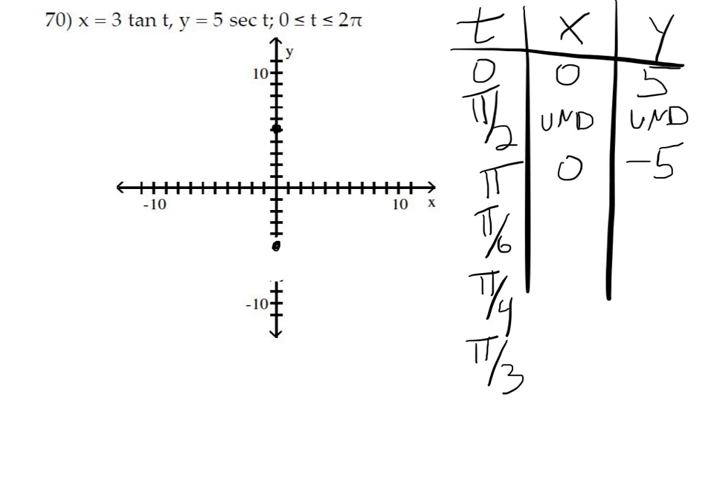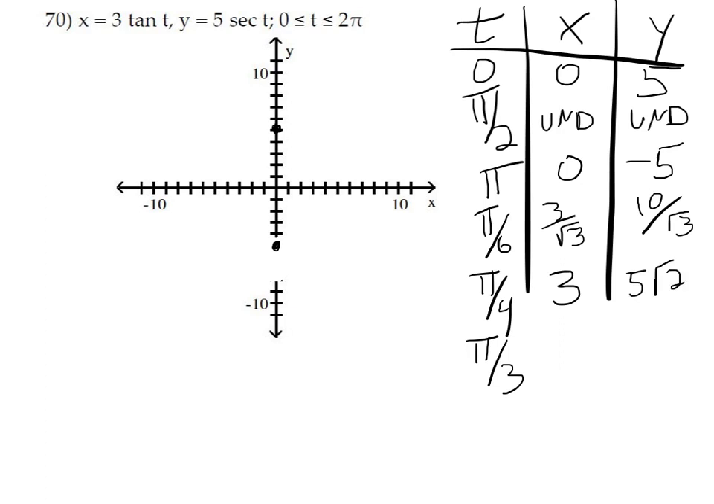Pi sixths. Tangent of pi sixths is 1 over the square root of 3. Times 3 is 3 over the square root of 3. Secant of pi sixths is 2 over square root of 3 times 5 is 10 over square root of 3. We can evaluate that, approximate it with our calculator. Pi fourths. Tangent of pi fourths is 1 times 3 is 3. This is a good one. Secant of pi fourths is square root of 2 times 5 is 5 square root of 2.